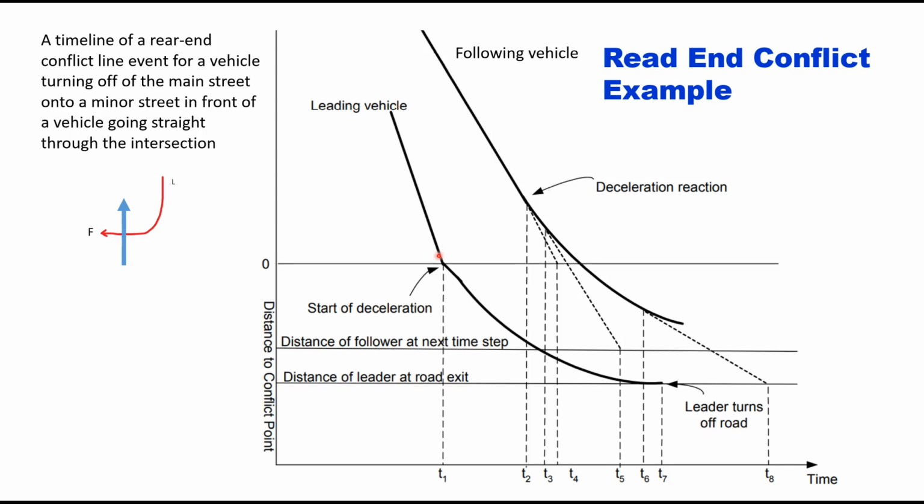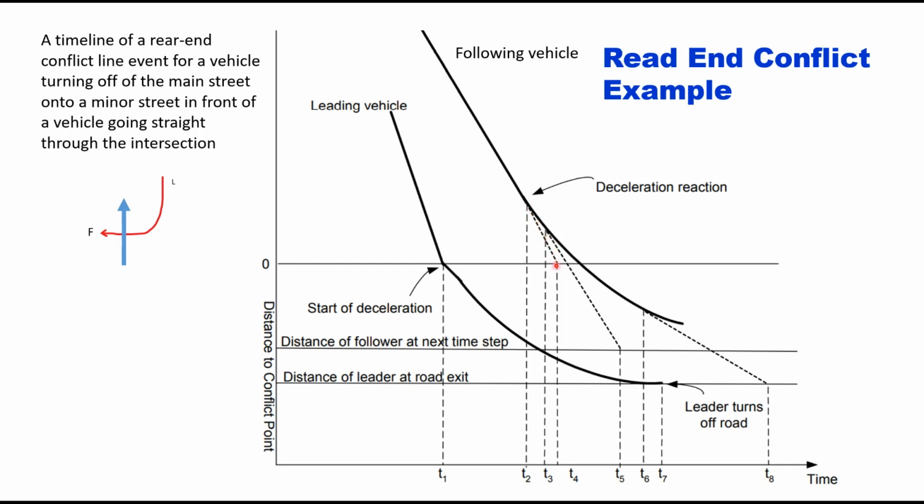Now here also you can have time T1 to T8, and these can be explained like this. At time T1 the leading vehicle is a turning vehicle. The leading vehicle starts decelerating to turn off of the main street because it requires reducing the speed to take a turn, and therefore it is the time when it starts decelerating. And at time T2, the following vehicle realizes that a collision might occur, and therefore this vehicle also starts decelerating or braking to avoid the collision.